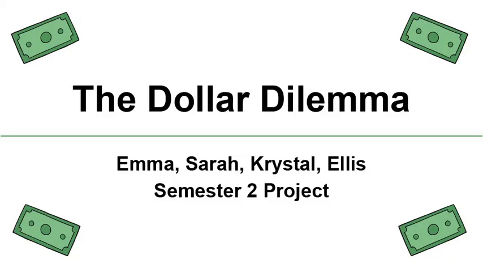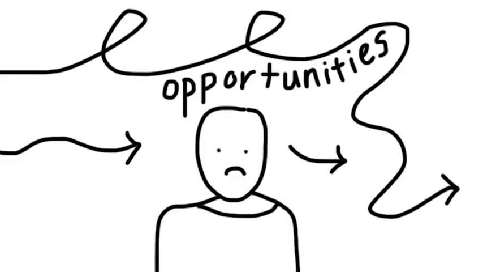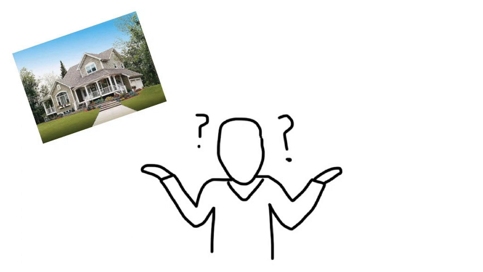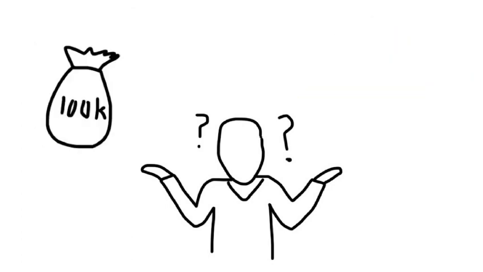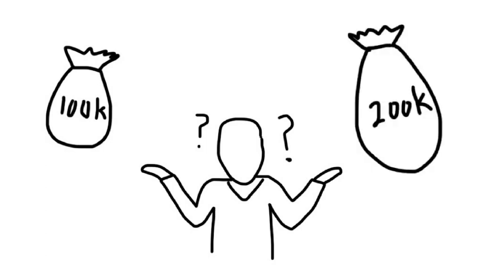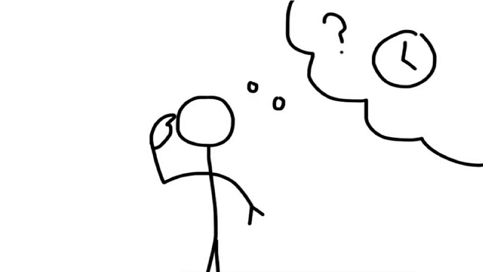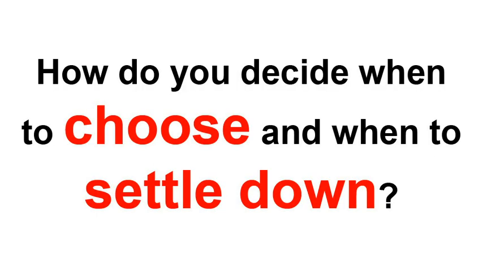The dollar dilemma. In life, opportunities pass and go. There's this new exciting house on the market, but there might be an even better one in the future. Or there's this new job offer that I have, but I'm not sure if I should take it or wait for a better offer in the future. You don't want to choose too early or too late. How do you decide when to choose at the right moment and when to settle down?